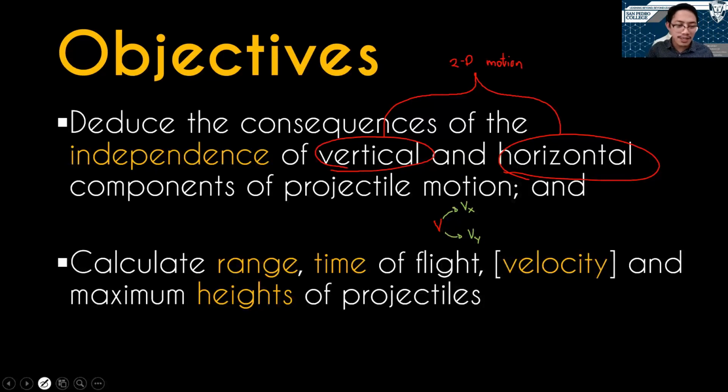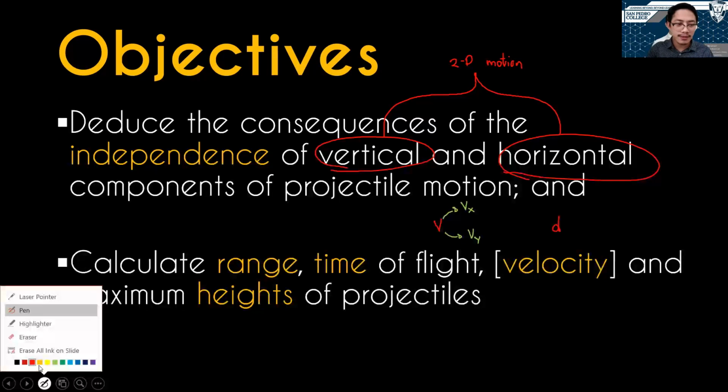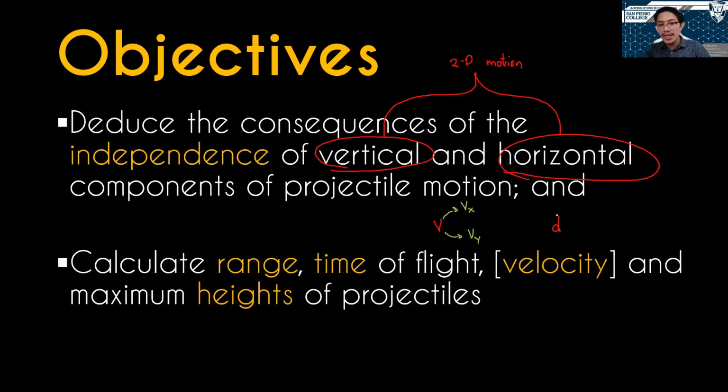Remember our discussion on vectors, horizontal component and vertical component. If we have a displacement, we can get the horizontal component d sub x and also the vertical component d sub y. That is what we mean by vertical and horizontal components of the projectile motion. Clear?